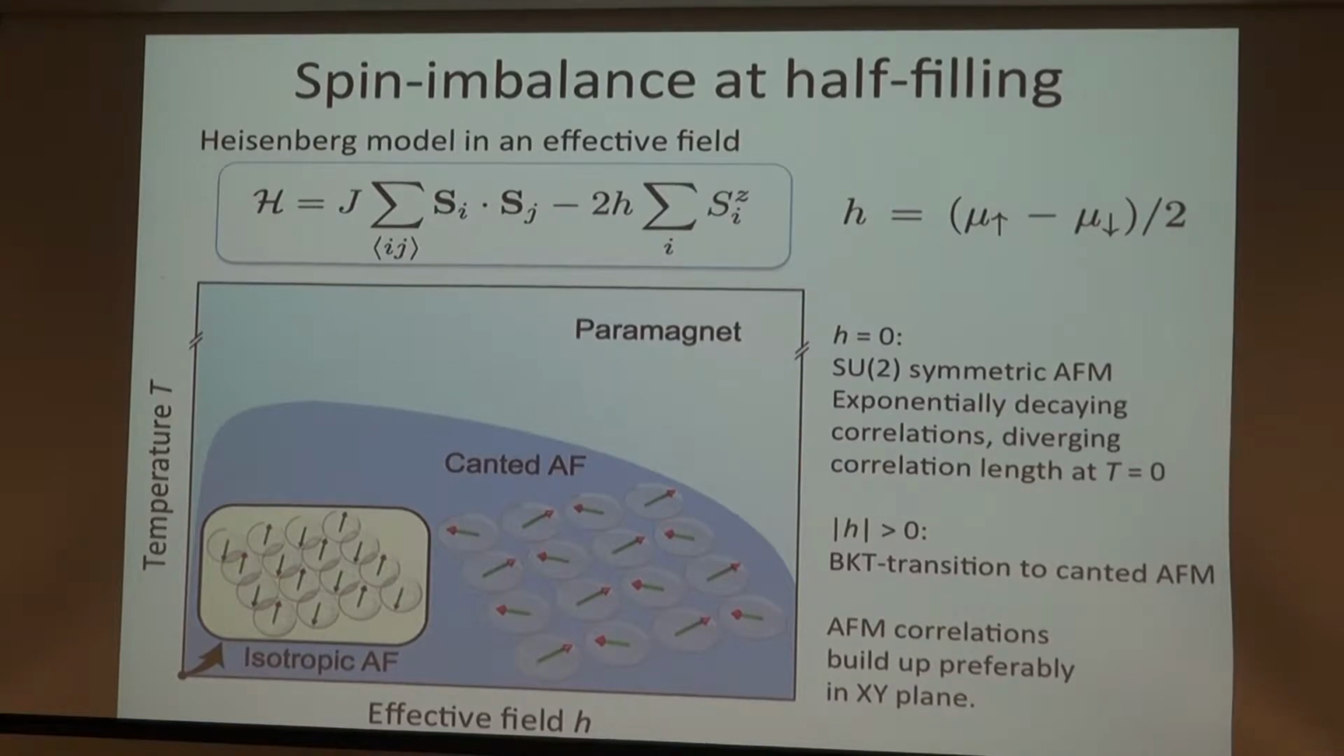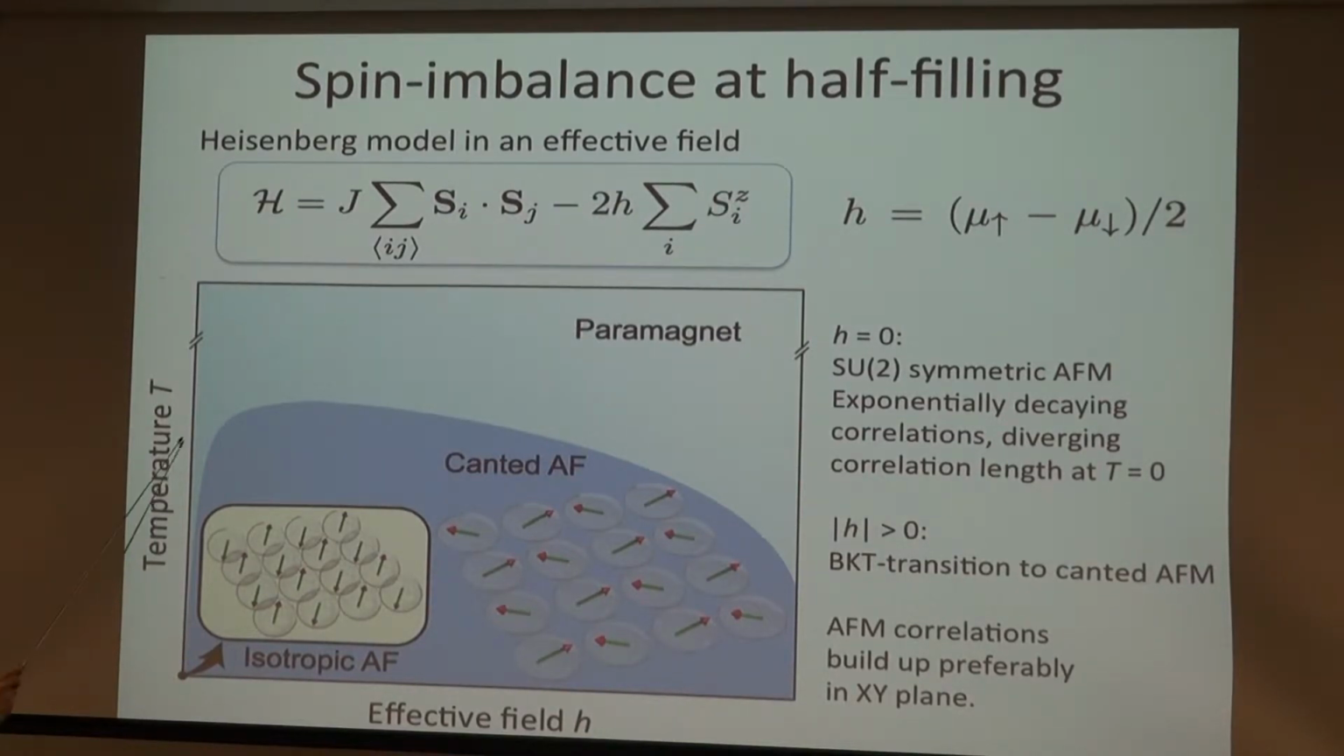if you want to take advantage of the antiferromagnetic correlations, you can have your spins pointing like this, or you can have them pointing like this. But it's better to point them orthogonal to the field like this. Let's assume the field is along Z. It's better to have them point orthogonal to the field because this way they can cant towards the field to relax their energy. Okay? So in the canted phase, you preferentially have your antiferromagnetic correlations in the plane orthogonal to the field.